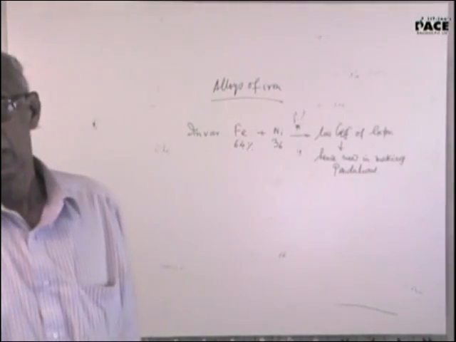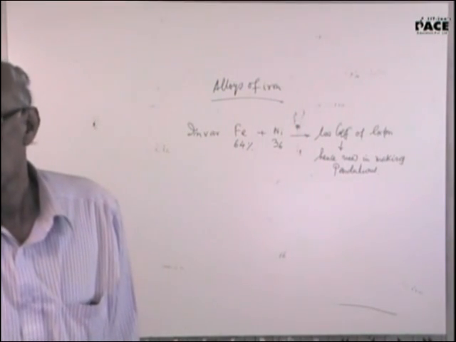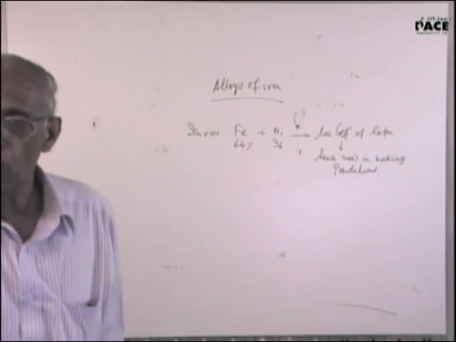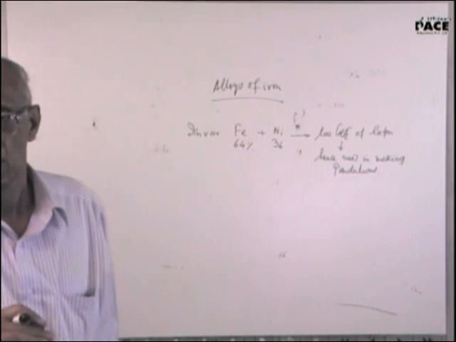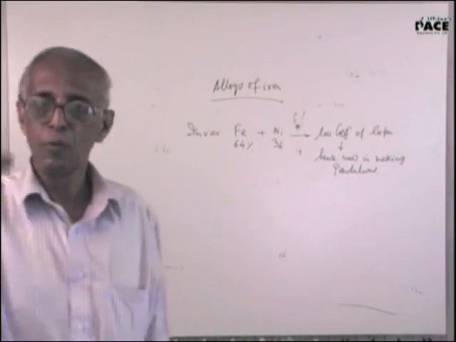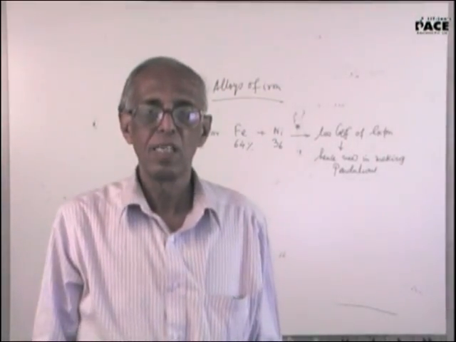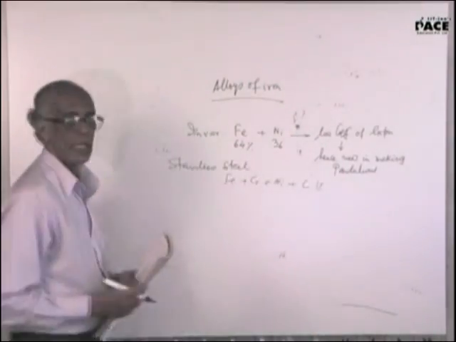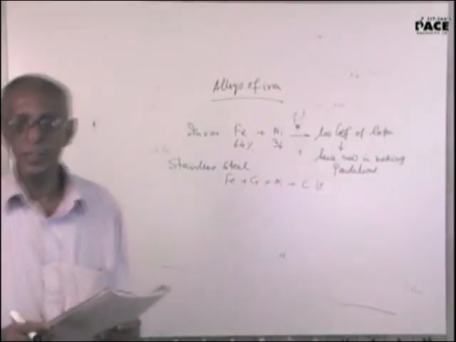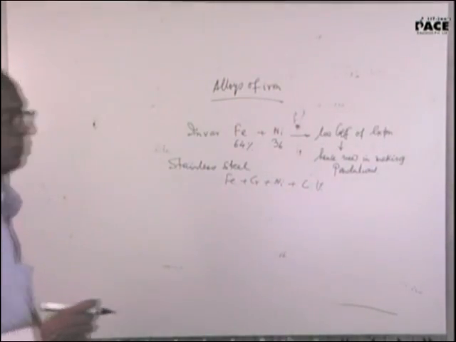Invar is made of iron and nickel. It has a low coefficient of expansion. As a result, the pendulum of the wall clock is always made of invar. Stainless steel is iron, chromium, nickel with 1% carbon.